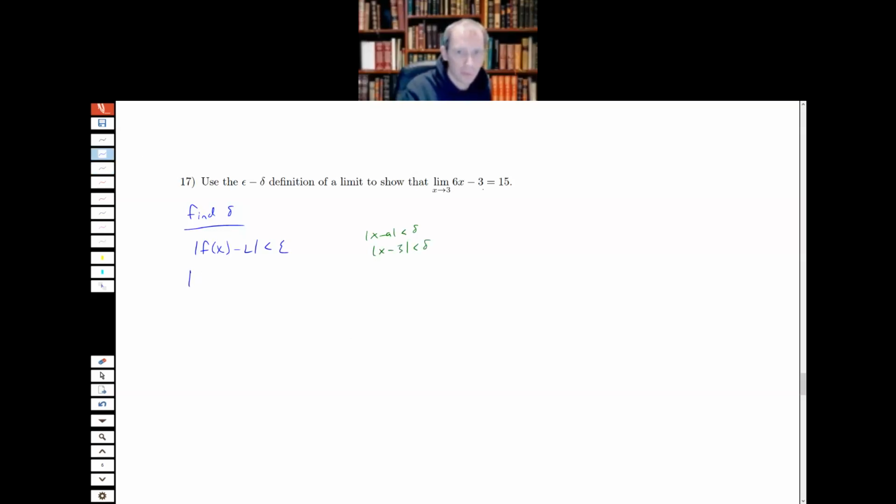That's where I want to get to. Okay. So we go ahead and plug in the function, 6x minus 3. We plug in the L, 15. Okay. Simplify a little bit. Negative 3 minus 15 is minus 18. Since I want to get to an absolute value of x minus 3, and I have 6x minus 18, we're going to factor out a 6. And there's the x minus 3, so we say, oh, that's good. Divide both sides by 6. And now we have absolute value of x minus 3 less than something, and that something then is going to be our delta.